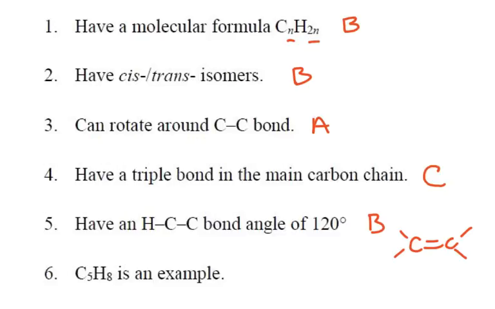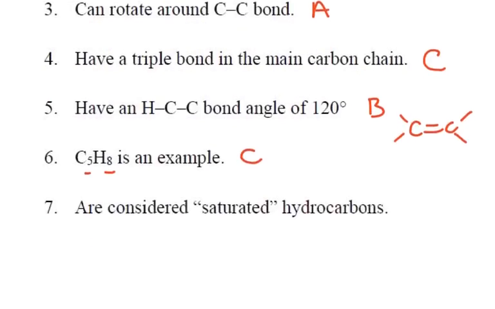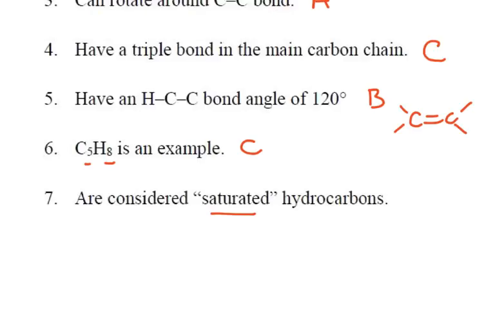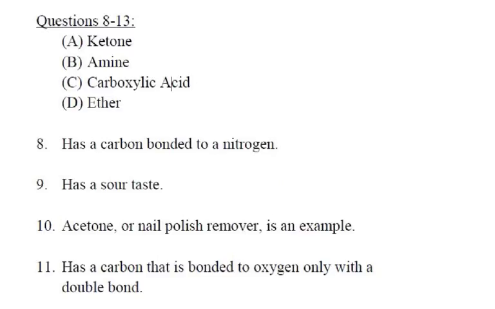C5H8 is an example. So we would look at the 8 and say, is that double the 5 plus 2 or double the 5 minus 2? And we can see that's 2n minus 2. So that would be an alkyne. Answer C. Are considered saturated. Saturated, only the alkanes. Those are the ones that have as many hydrogens on as possible. So those are the answers for those.